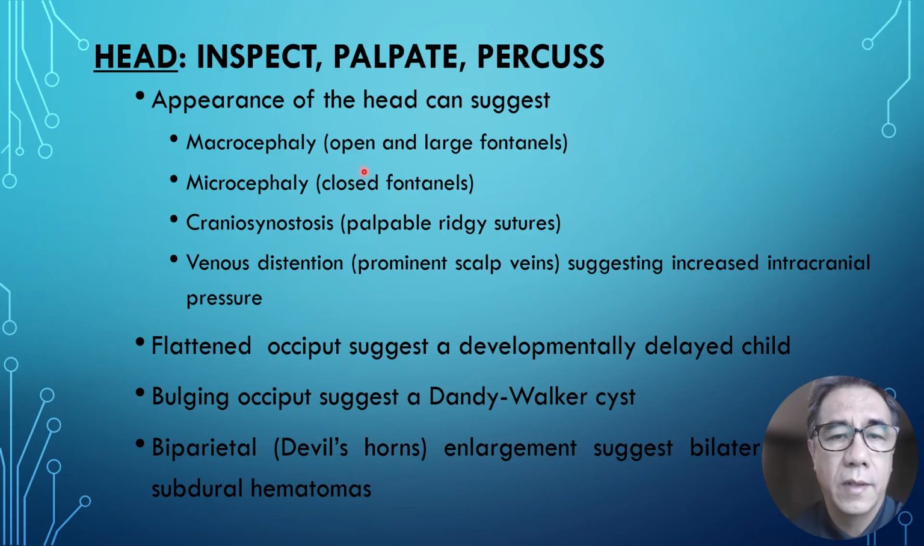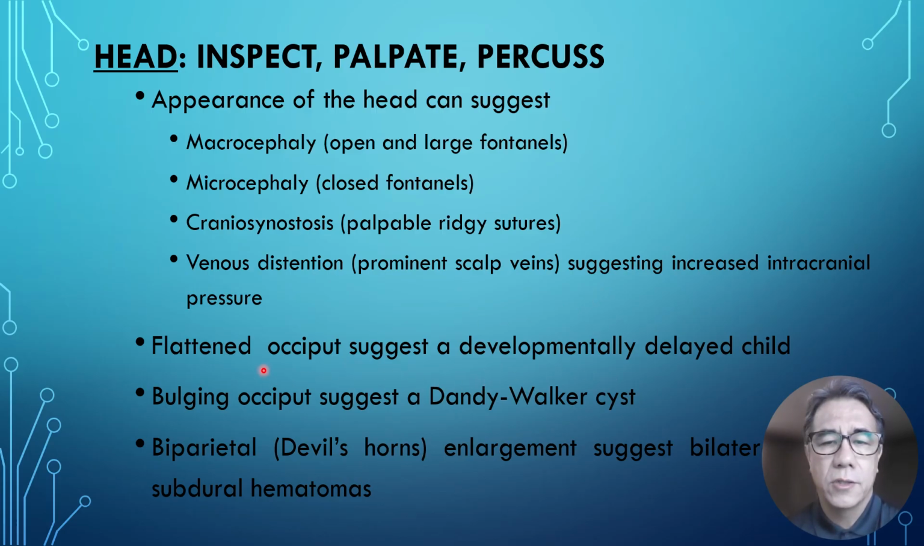Macrocephaly is a very big head, more than 2 standard deviations. A microcephalic head is small, less than 2 standard deviations, while craniosynostosis is a premature fusion of the cranial sutures resulting in palpable ridgy sutures, whereas venous distension or very prominent scalp veins suggests increased intracranial pressure.